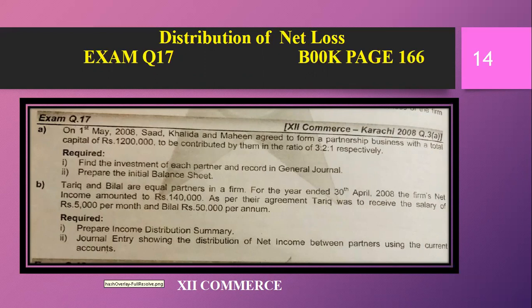In part B, we have Tariq and Bilal as equal partners. Here they have given you the word equal. It means the distribution between them will be equal. For the year ended 30 April 2008, the net income is 140. Here they have given you the year ended date, 30 April, which shows that the accounting year is ending on 30 April. But they are not mentioning here the starting date of the accounting period.